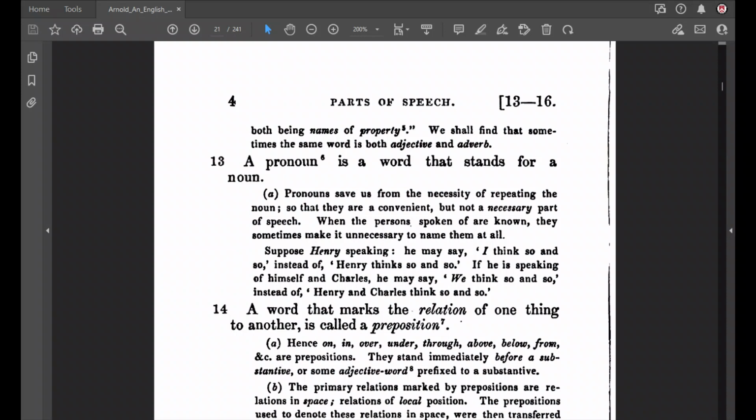Note A under paragraph 13. Pronouns, what do pronouns do? Why do we use pronouns? They're not necessary. We can write our entire lives and never use a pronoun if we choose to. They're not necessary. They're helpful. Note A says, pronouns save us from the necessity of repeating the noun.